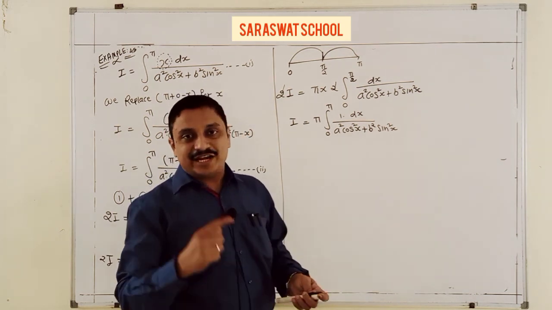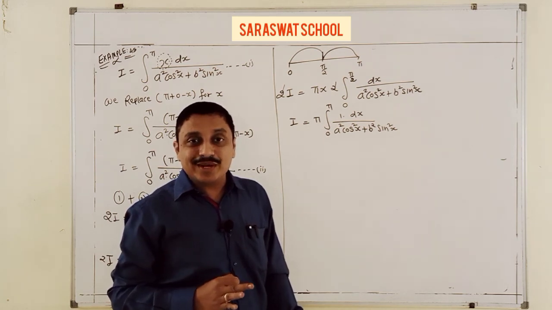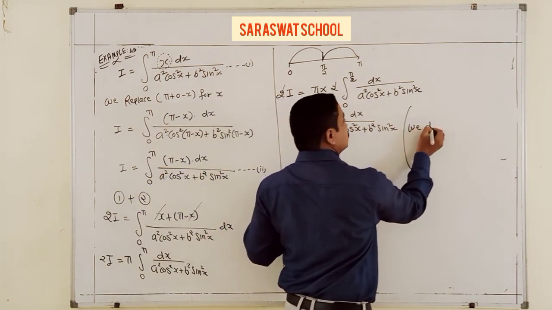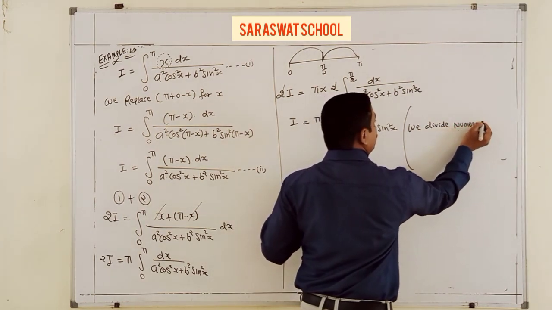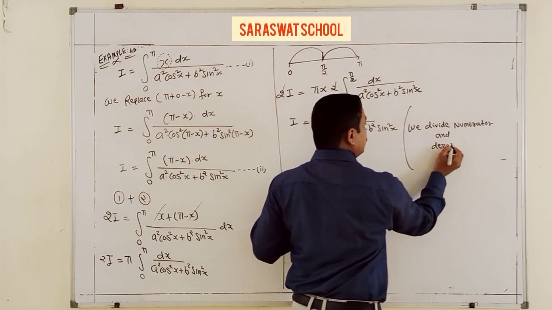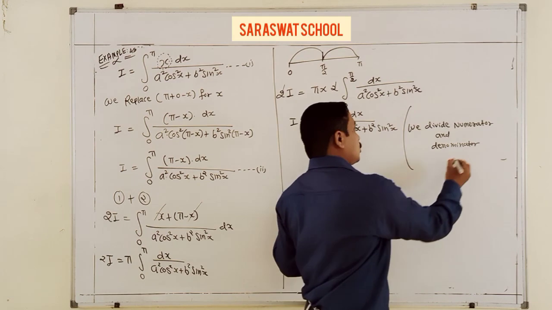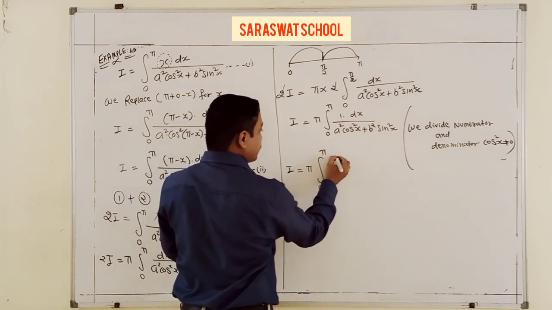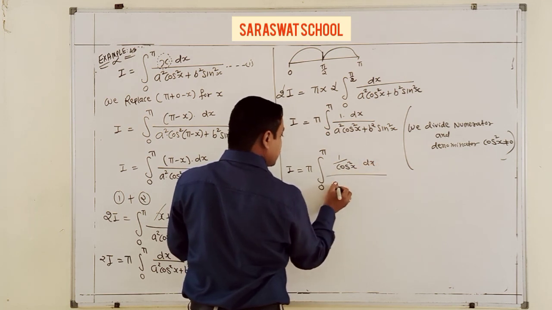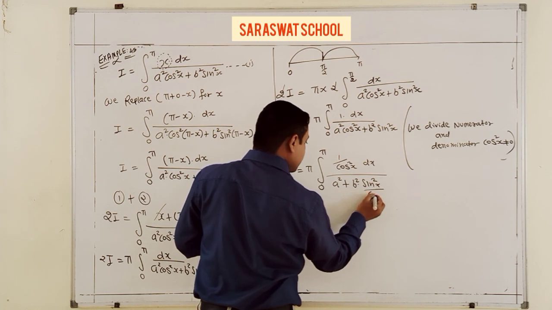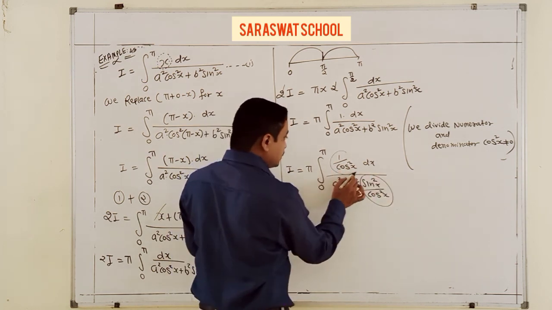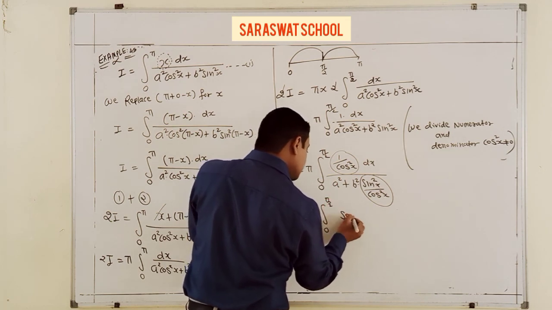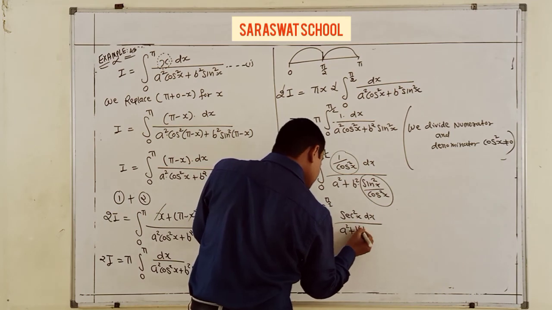Now, students, whenever in the denominator sin square is given, or cos square is given, or both are given, we divide numerator and denominator by cos square. So here we divide numerator and denominator by cos square x, where cos square x is not equal to 0. So you have 0 to pi by 2, 1 by cos square x, which is sec square x dx, upon a square plus b square sin square x by cos square x, which is tan square x.